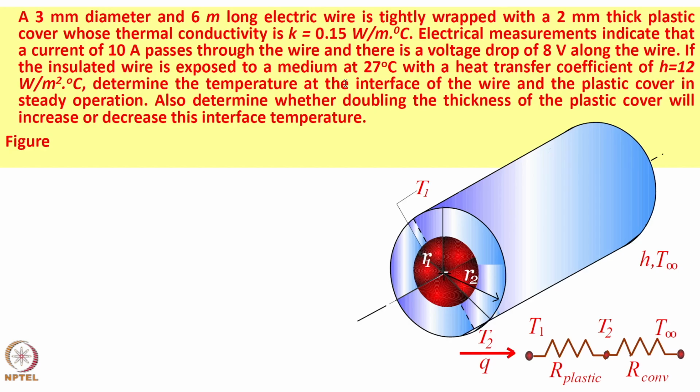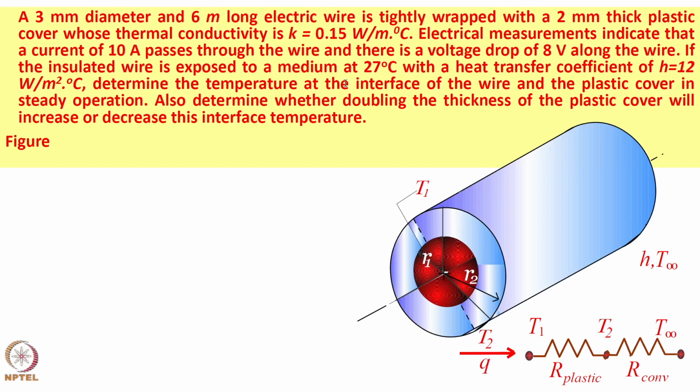If the insulated wire is exposed to a medium at 27 degree with a heat transfer coefficient of 12, determine the temperature at the interface of the wire and the plastic cover. So, wire is there, there is a cover. What is the temperature at that interface in steady state operation? Determine whether doubling the thickness will increase or decrease the interface temperature.